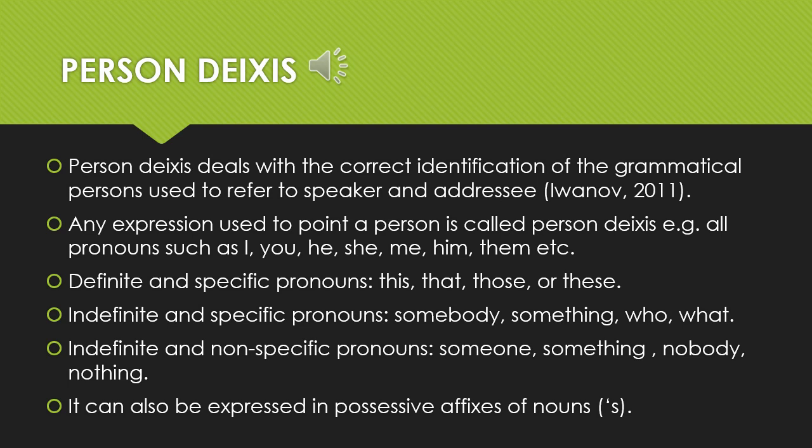There are some expressions used in person deixis, and these are any expressions used to point to persons, such as the pronouns in English. Then there are also the definite and specific pronouns such as this or that. And then indefinite specific pronouns such as somebody, something, who. And then the indefinite and non-specific pronouns like someone, something, nobody.